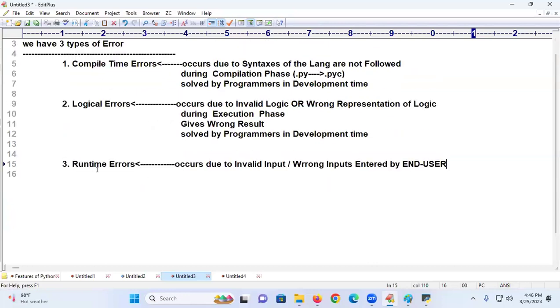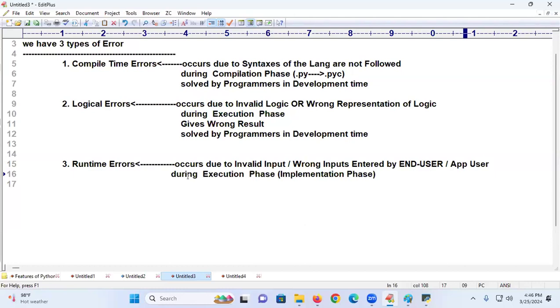Carefully try to listen. Runtime errors occur due to invalid input, or what? Wrong inputs entered by the end user. It is also called the application user. Students, these errors occur during execution time only. Especially these errors we can call implementation errors. So I will write in brackets: implementation phase. This is called the implementation phase.